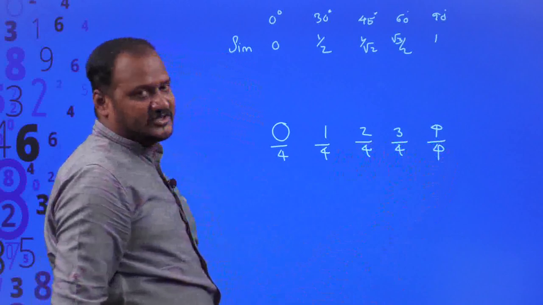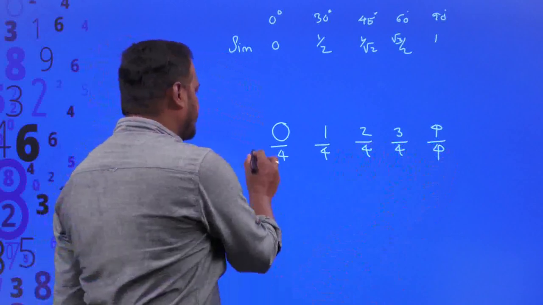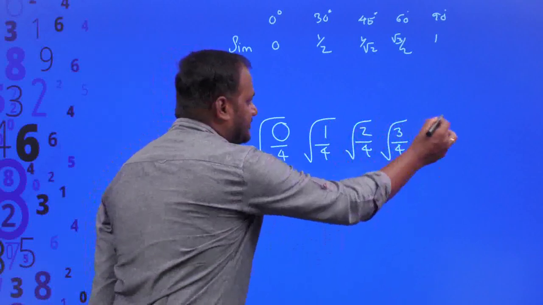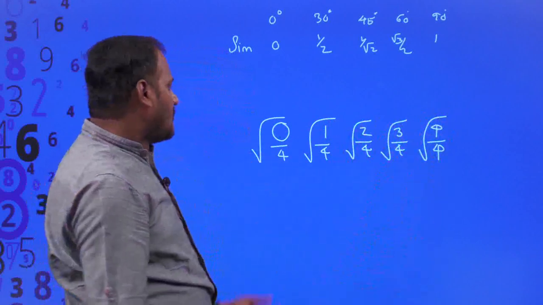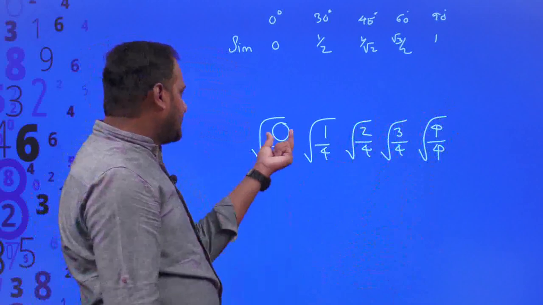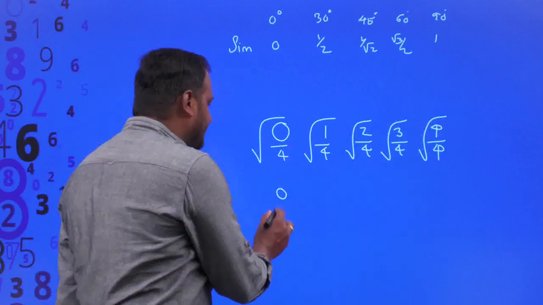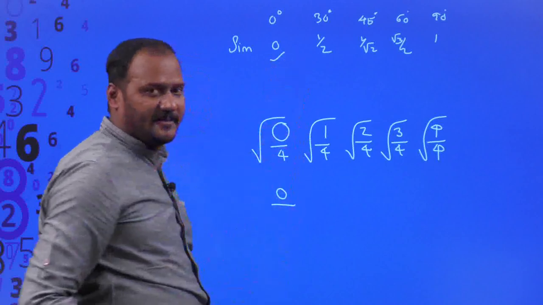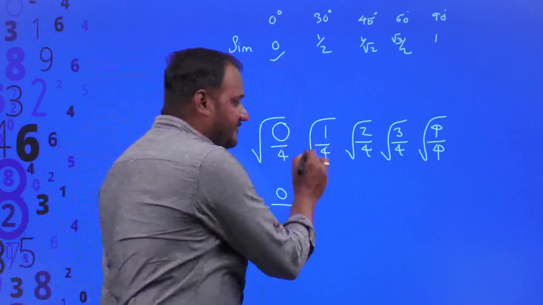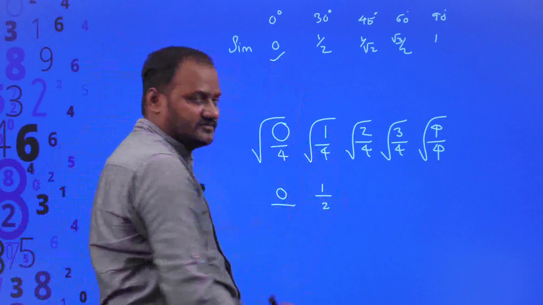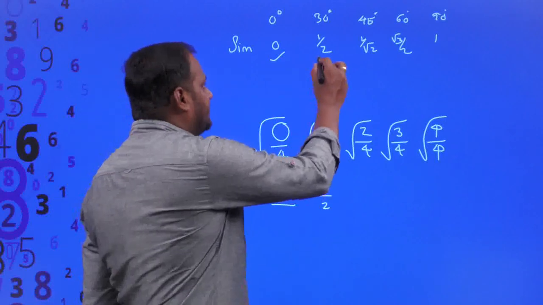And then take the square root of every single number. Square root of this, square root of this, square root of this, square root of this, square root of that. Now, find out the values. 0 divided by anything is equal to 0. Square root 0 is equal to 0. That is the value of sine 0. 1 divided by 4, square root 1 divided by square root 4 is 1 by 2. 1 by 2 is the value of sine 30.